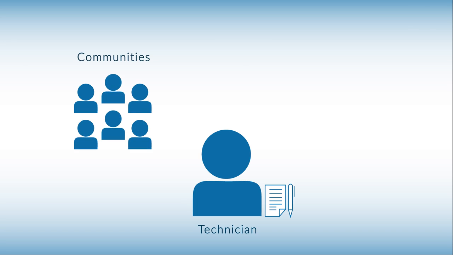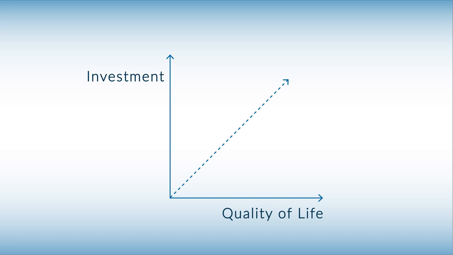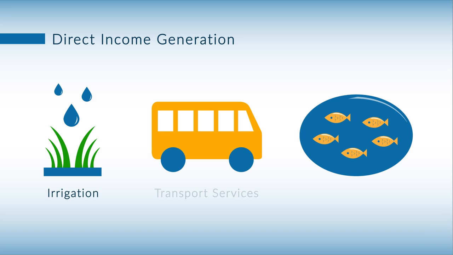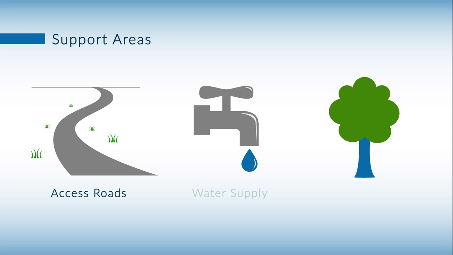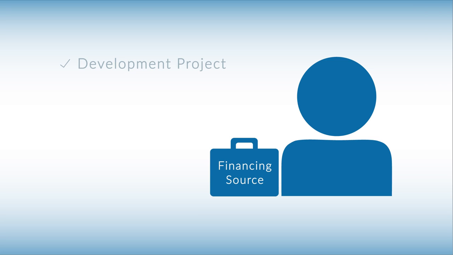Rural Invest is designed to assist national technicians working with communities, groups or individuals who wish to improve their quality of life through local level investments, whether in activities which will directly generate income, such as irrigation, transport services or fish farming, or in support areas such as access roads, water supply or reforestation. Rural Invest helps field staff to ensure that all investment proposals presented by applicants respond to their real needs, will be sustainable over time, and will be clearly understood by the potential financing source, whether that be a development project, an NGO, or a bank.